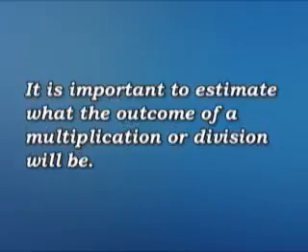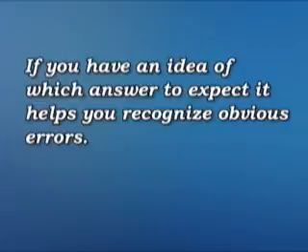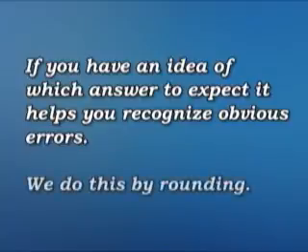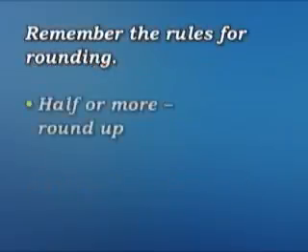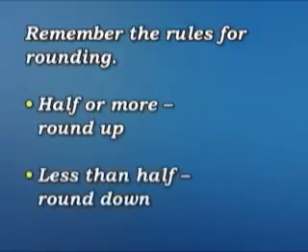It's important to estimate what the outcome of a multiplication or division will be. If you have an idea of which answer to expect, it helps you recognize obvious errors. We do this by rounding. Remember the rules for rounding. Half or more, round up. Less than half, round down. In this way, if you're wrong, you'll always be wrong by too much.